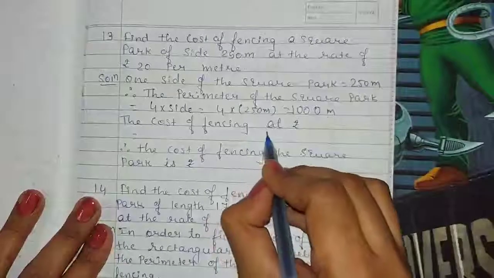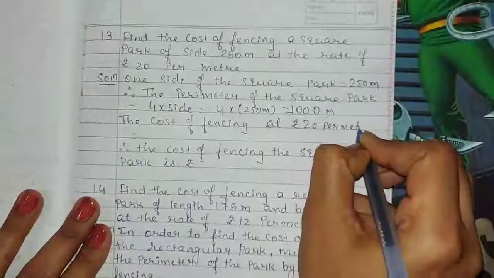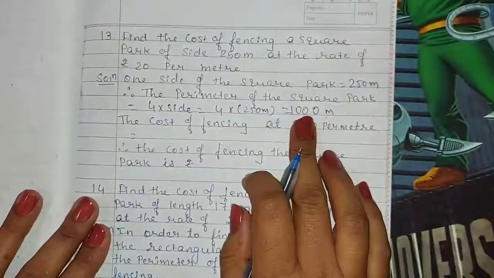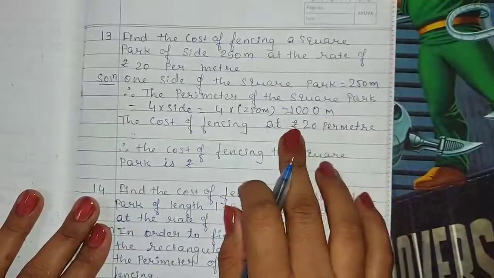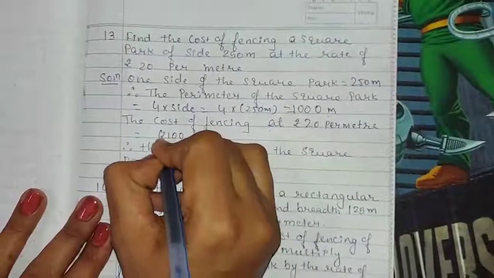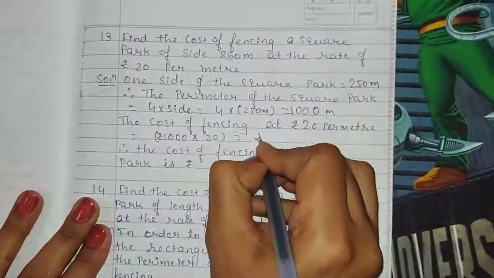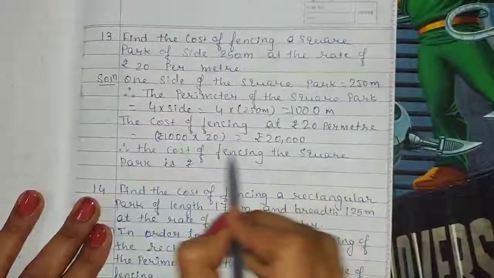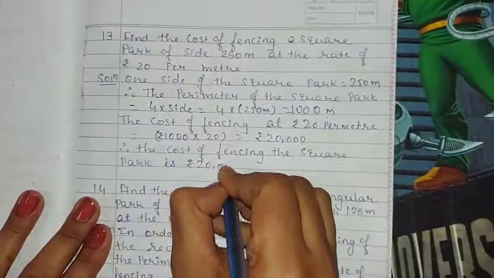Now the cost of the fencing is what? At rupees 20 per meter, means 1 meter equals rupees 20, as given in the question. We have to find the cost for how many meter? 1000 meter of square park is there. So 1 meter equals rupees 20, therefore we will do 1000 multiplied by 20, and that equals rupees 20,000. Therefore, the cost of fencing the square park is rupees 20,000.